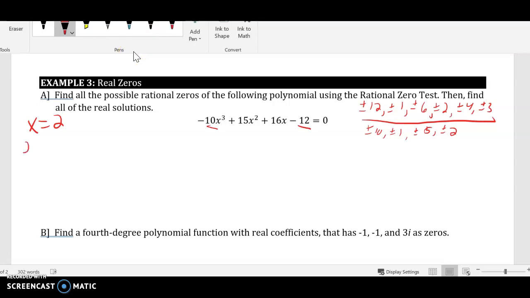So I'm going to put 2 in the box. I do not want ugly decimals. That does not help me. That doesn't tell me what they are. So I put -10, 15, 16, and -12. We're going to do synthetic division. I bring down my -10, and I multiply. I bring down my -5, then I multiply.